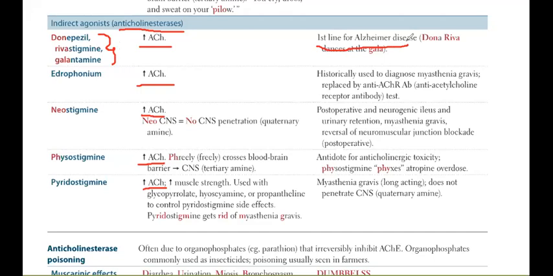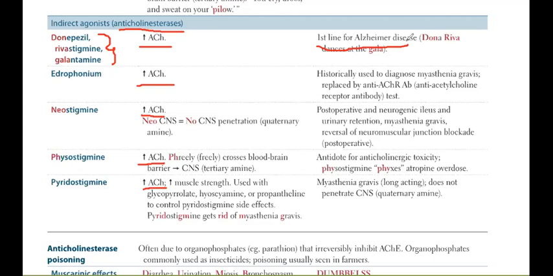Okay, the hippocampus deals with the memory, and the patient undergoes short-term memory loss. We won't go into a lot of detail, but you have to remember this point, that this is what Alzheimer's disease is. And this is the first-line drug we use for that particular purpose.